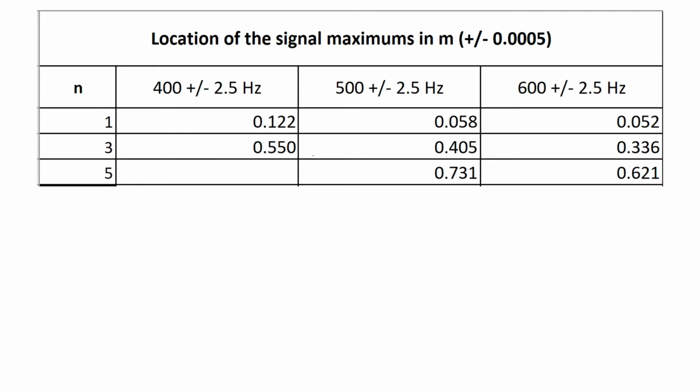So here are our results. We made three types of frequency: 400, 500, and 600 Hz. And we saw what the length of the tube was at each specific harmonic.